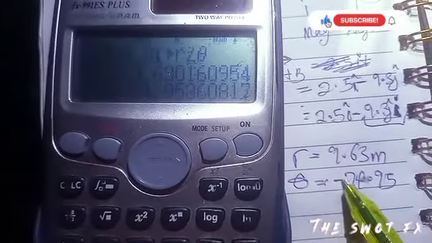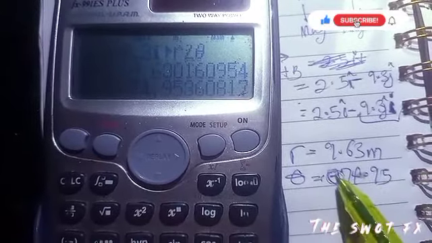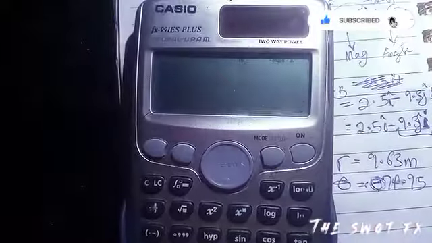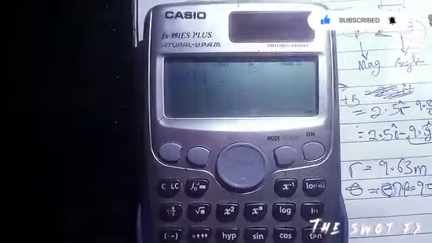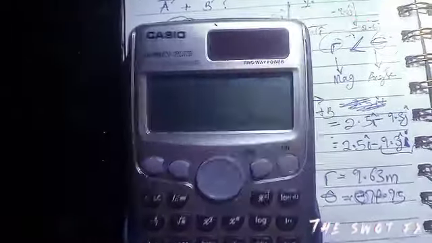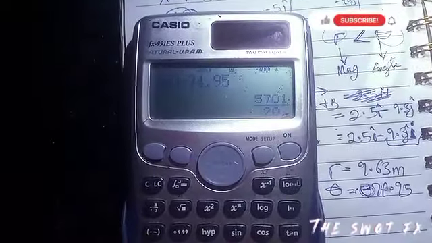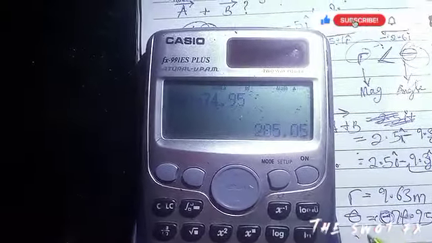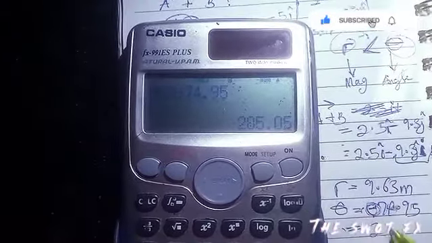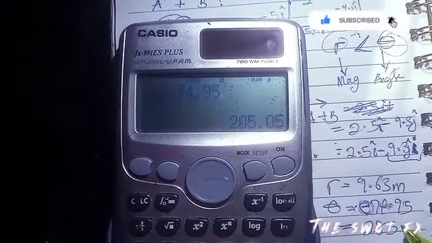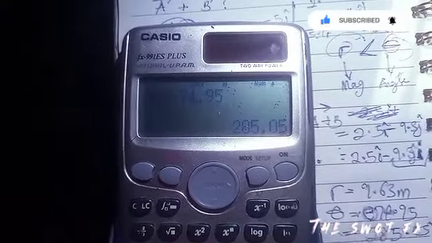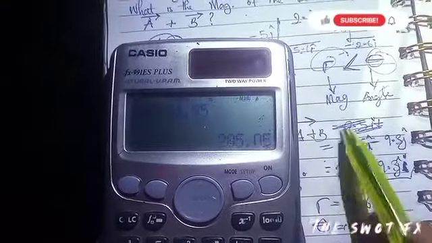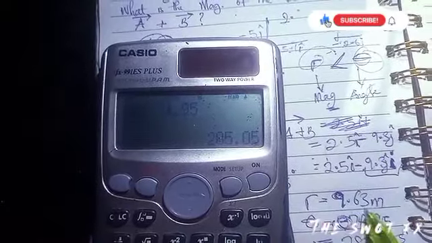I explained what you do when you have a negative answer. You have to subtract it from 360. So you just say 360 minus 74.95. So you have your answer. Your theta is 295.05 degrees. Then your r, which is the magnitude, like I said, is 9.63.